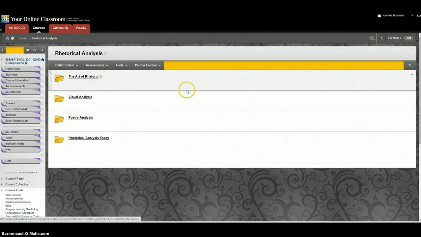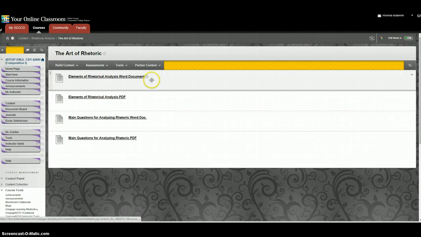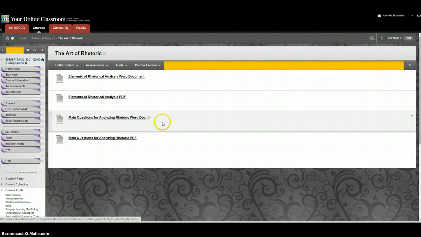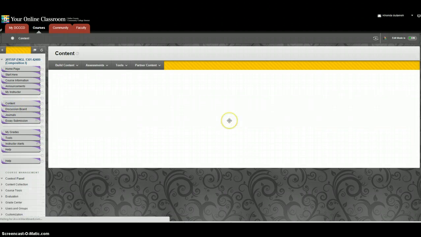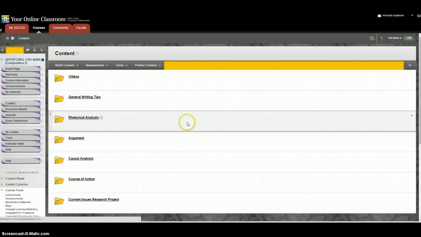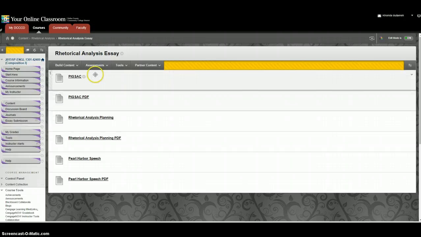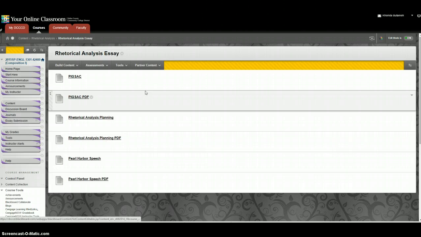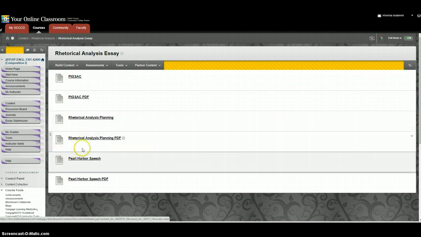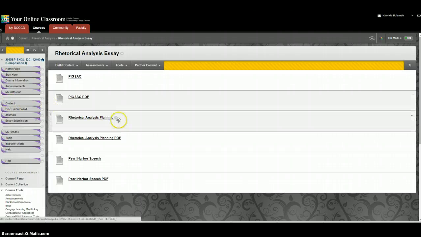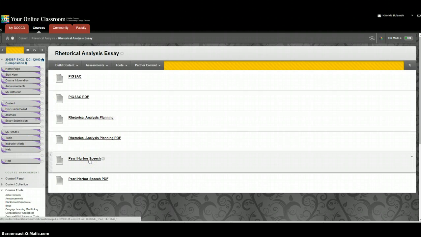You need your art of rhetoric, the elements of rhetorical analysis, the main questions for analyzing rhetoric. In addition to that, you need to go to the rhetorical analysis essay folder and pull up PIGSAC. It's a document that will help you navigate your way through the rhetorical situation, and you need the rhetorical analysis planning sheet and Pearl Harbor speech, Roosevelt's Pearl Harbor speech.